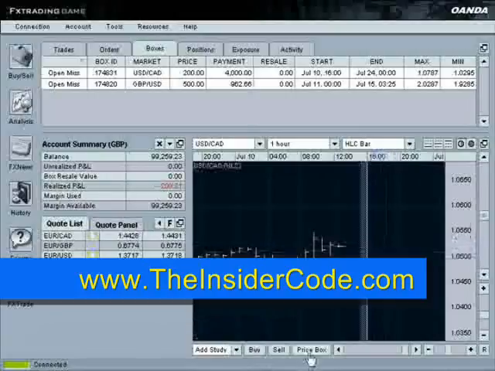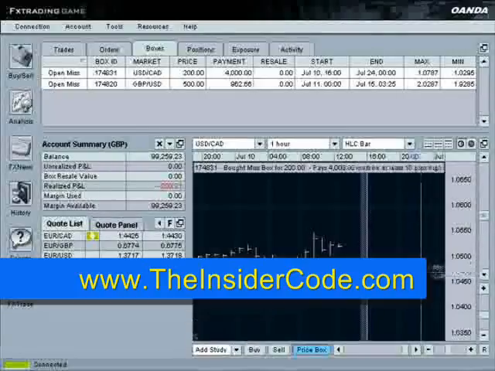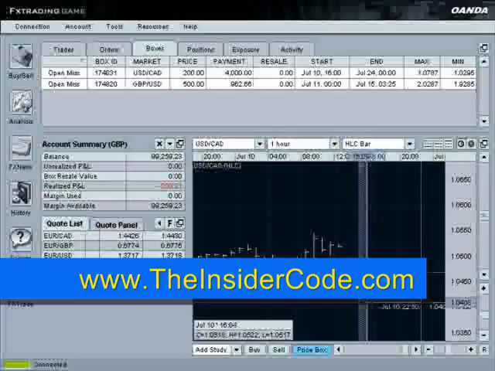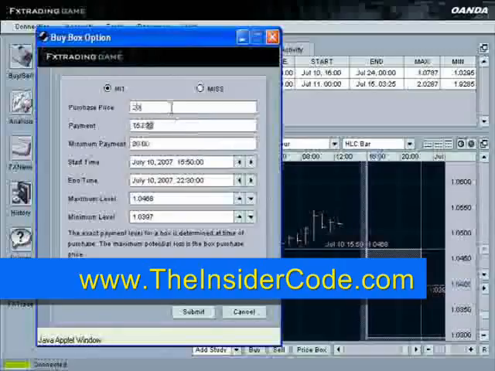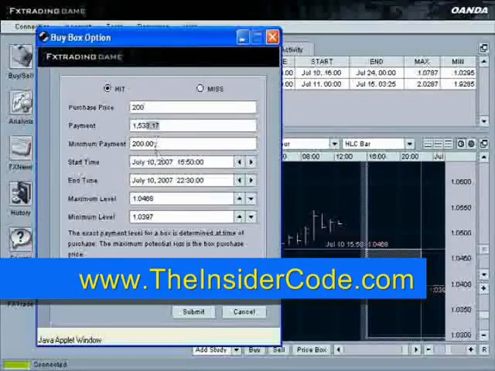So in this case, we set the price box 468. And we'll set $200. Now again, this is going to pay out $1,533 on a $200 payout. Now this is where the strategy comes into play.